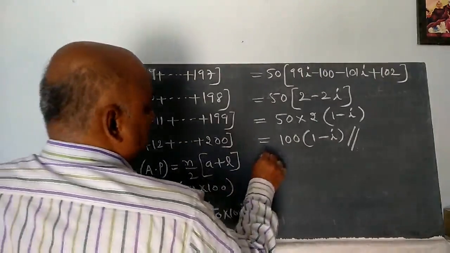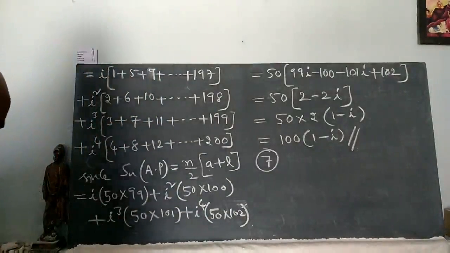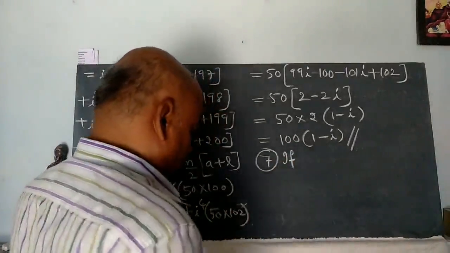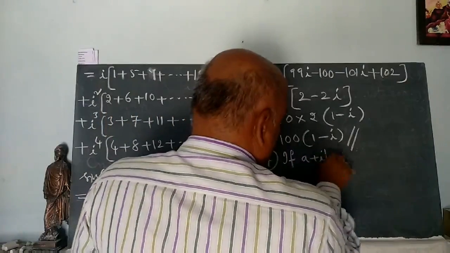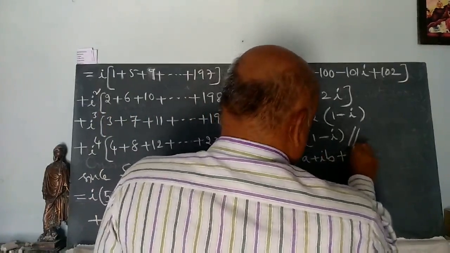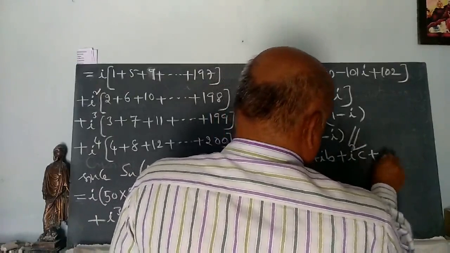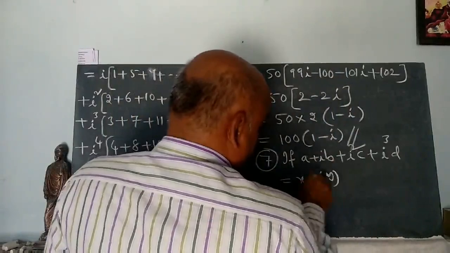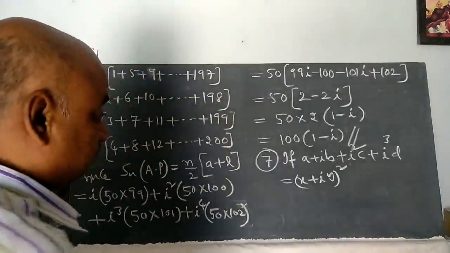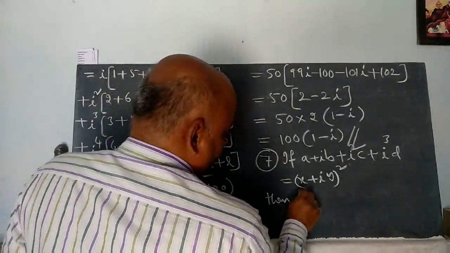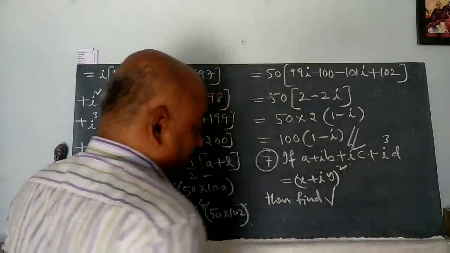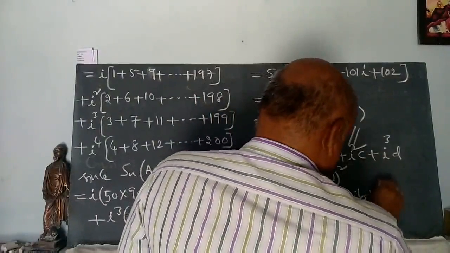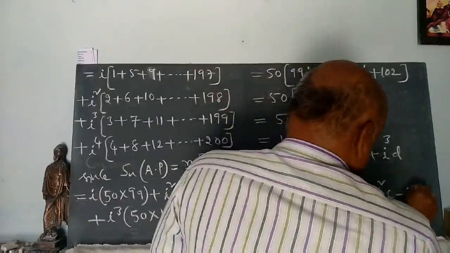Next, seventh problem. If a plus ib plus i square c plus i cube d is equal to x plus iy whole square, then find the square root of a minus ib plus i square c minus i cube d.